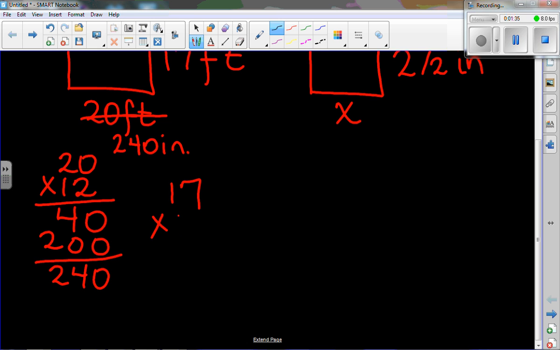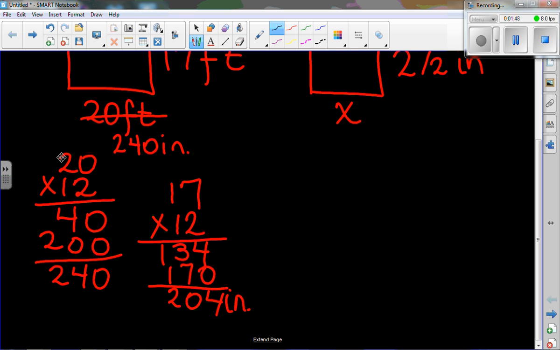And then we have to do our conversion for the width. 17 feet times 12 inches is 204 inches for the width. Now, we can set up our proportion and solve for the missing length.